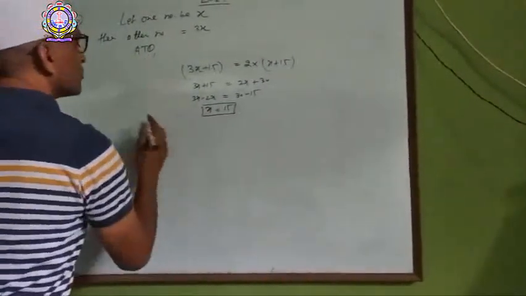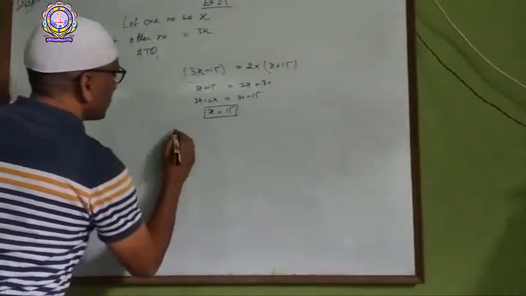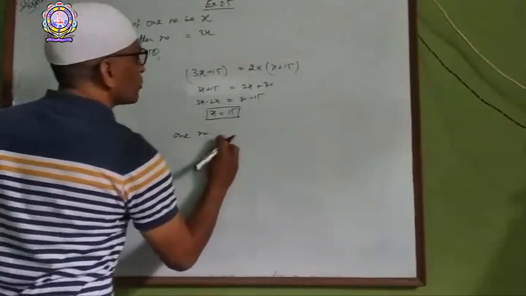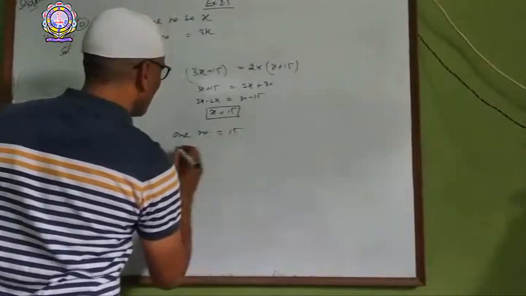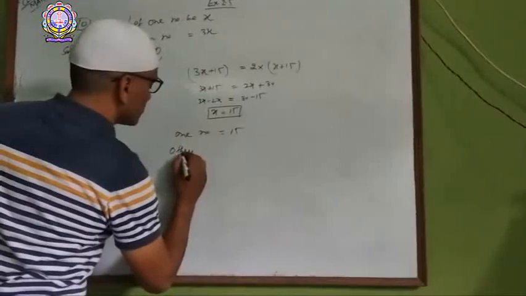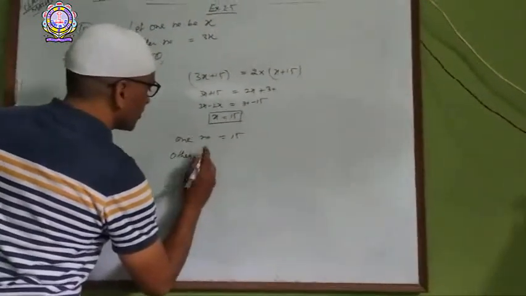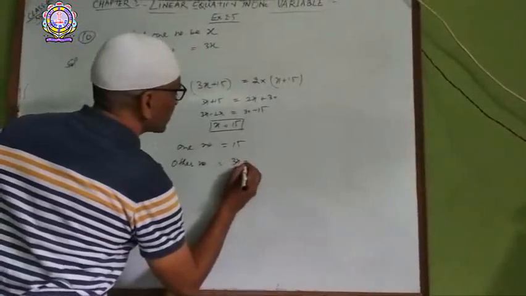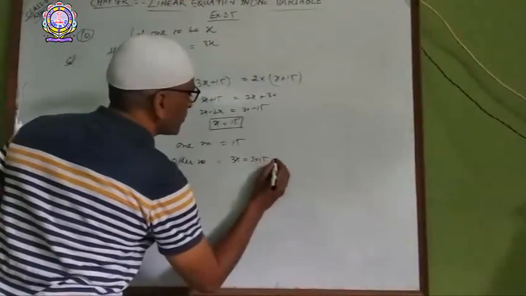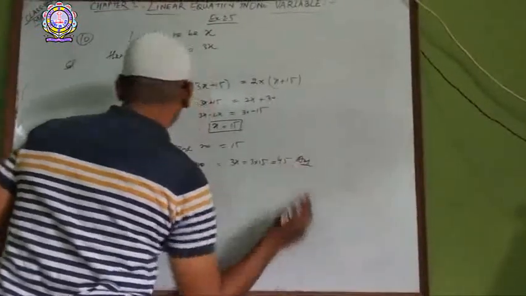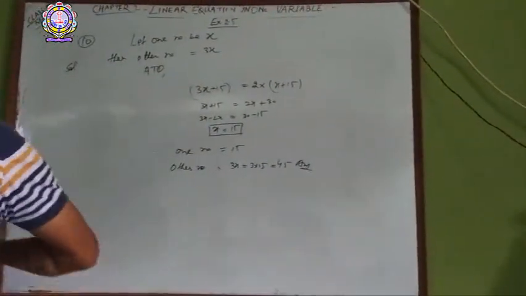And therefore one number is equal to 15 and the other number is equal to 3x, which is 3 into 15, equal to 45. These are the answers. Now come to question number 11.